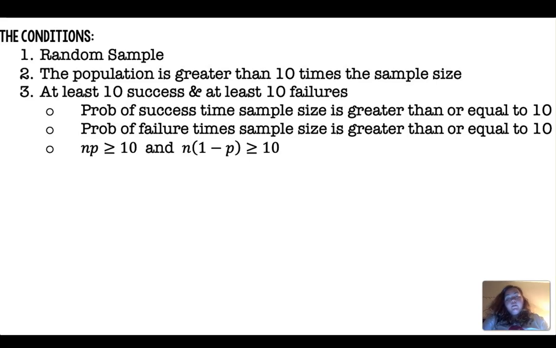We need to know the conditions to check in order to do this type of procedure. First, it has to be a random sample. Second, it has to be independent, so the population has to be greater than 10 times the sample size, or it has to be stated that it's independent. And third, it has to be a normal distribution, so we have to have at least 10 successes and at least 10 failures. The probability of success times the sample size is greater than or equal to 10, and the probability of failure times the sample size is greater than or equal to 10. That's found by doing n times p and making sure it's greater than or equal to 10, and n times 1 minus p is greater than or equal to 10.